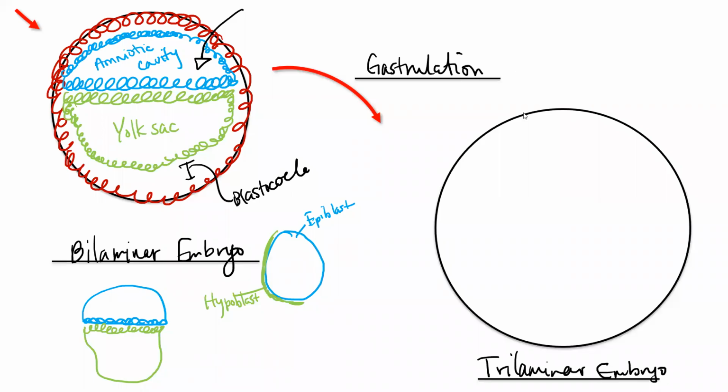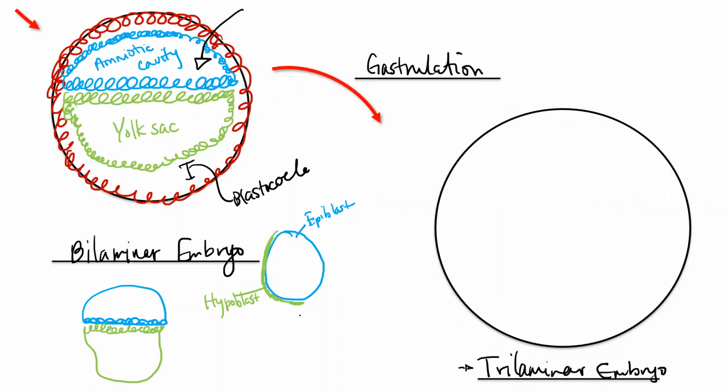All right, so let's continue with where we were. We were at the bilaminar embryo, right? So our bilaminar embryo we created with the epiblast cell on the dorsal side and the hypoblast on the ventral side. And what we're going to do is go through the process of gastrulation to create our trilaminar embryo now.